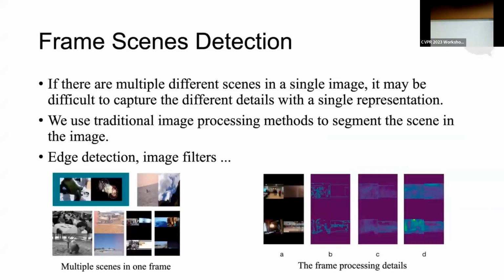For copied videos with multiple scenes in each frame, we design a frame scenes detection module to deal with them. We think it is difficult to capture the different details with a single representation for frames that have multiple different scenes and strong augmentations. And, as shown in the left figure, scenes are usually concatenated along one side and one frame usually has an even number of scenes. Most of them have 2 or 4 scenes, so we can use traditional image processing methods to detect and segment the scene in the frames. The right figure shows the processing details.